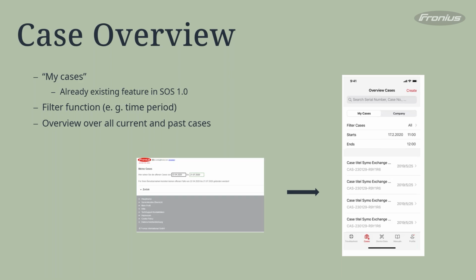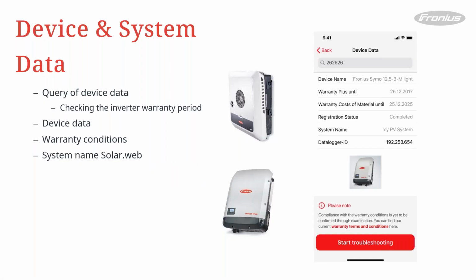And coming back to the case overview, you could have an overview of all your current and past cases there. And apart from that, using SOS, you can also request the warranty status on a serial number of the inverter, which is called the device data query. So what it means is, you could just put in the serial number of the inverter there, and check what's the warranty period that's left on the inverter.